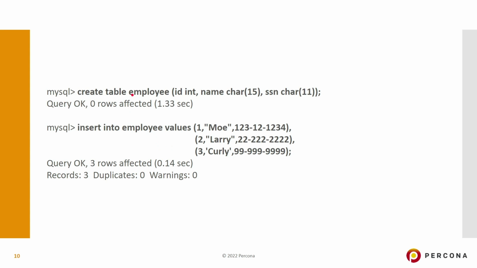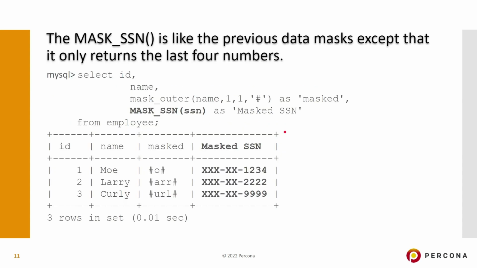So we're going to create a table called employee where we have an employee ID number, their name, and an 11-character Social Security number. Now, it has to be 11 characters. Yes, it has to be 11 characters or it will error out on you. So we insert 3 rows of data.